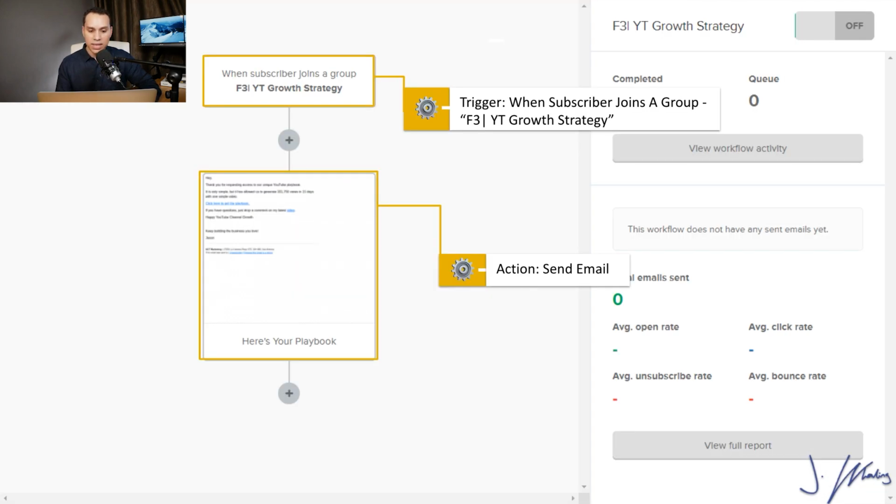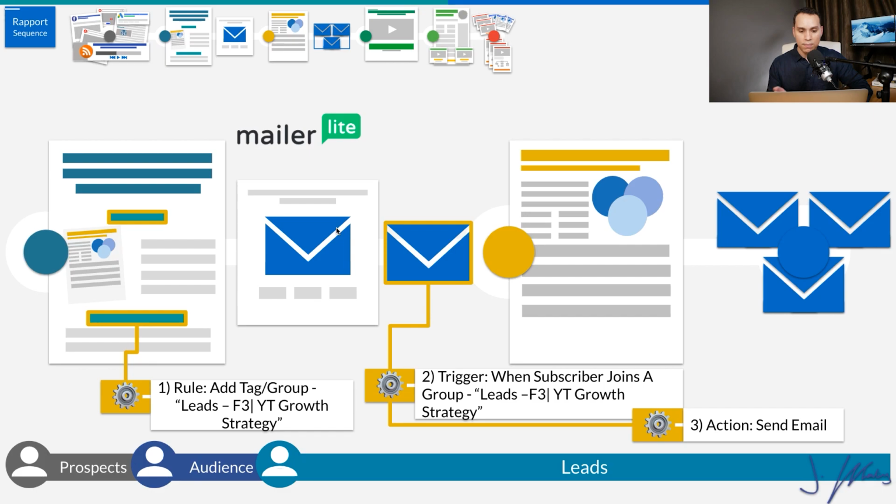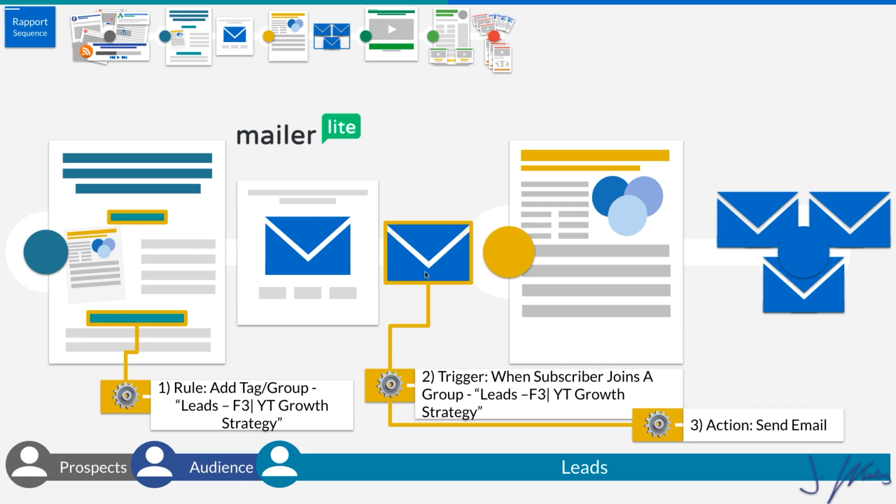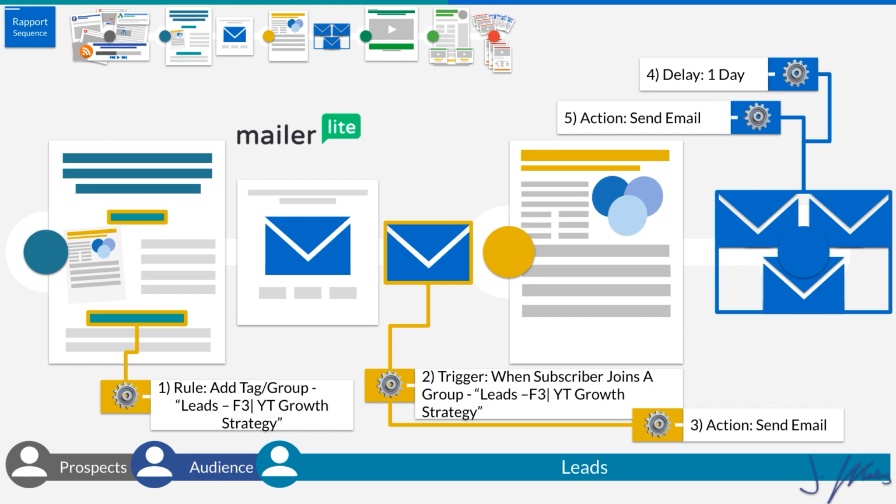So when we click on done editing, we now have our initial trigger and we have the email to deliver the lead magnet. If we jump back over to our diagram here, all we've done is told MailerLite, when someone enters their name and email on our squeeze page, please send them this email and add them to this group. That's all we've done so far. Now we want to start the next 4 emails in the rapport sequence, saying every single day, go ahead and send another email.